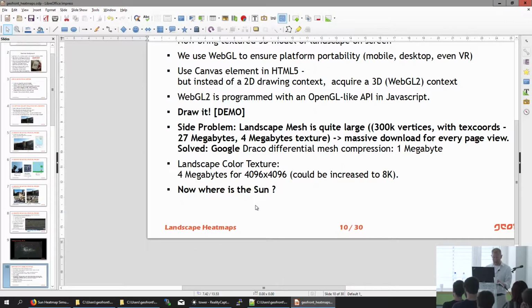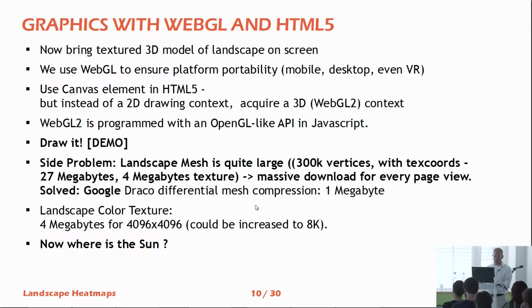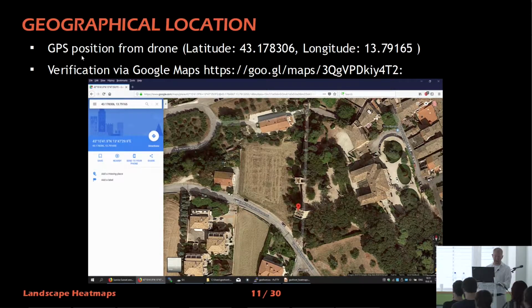So let's get back here again. The landscape color texture in this case is 4 megabytes for the 4096 by 4096 resolution. Reality Capture could also output 8192, but it's not necessary here. Now, where is the sun in relation to the landscape model? We obtain the GPS position from the drone, and then, just for safety reasons, verify it with Google Maps. And yes, you see the tower and the remnants of the city wall exactly here.